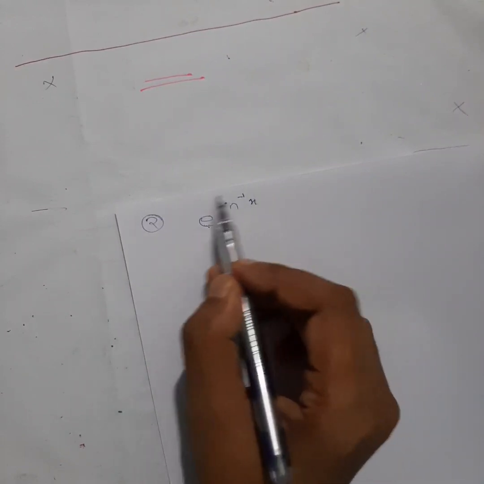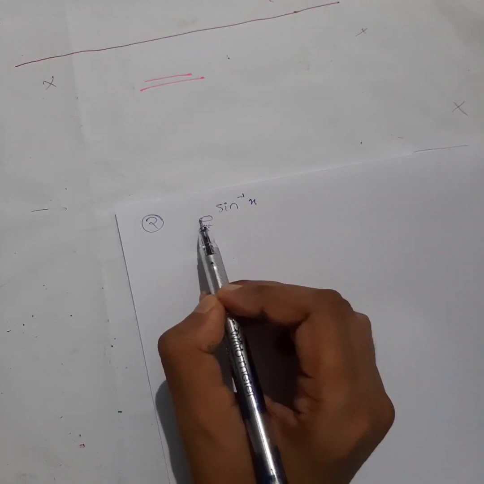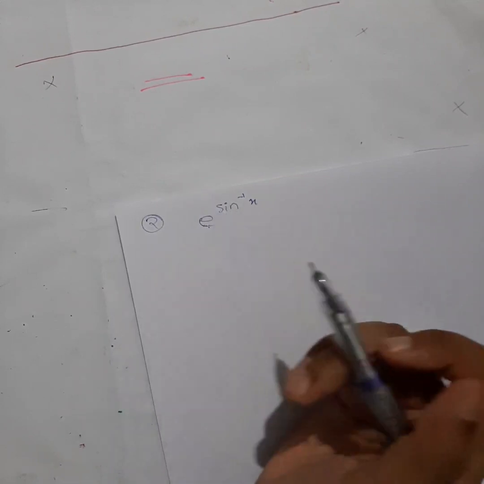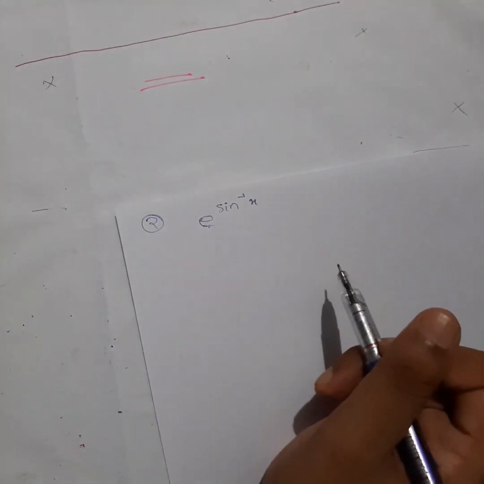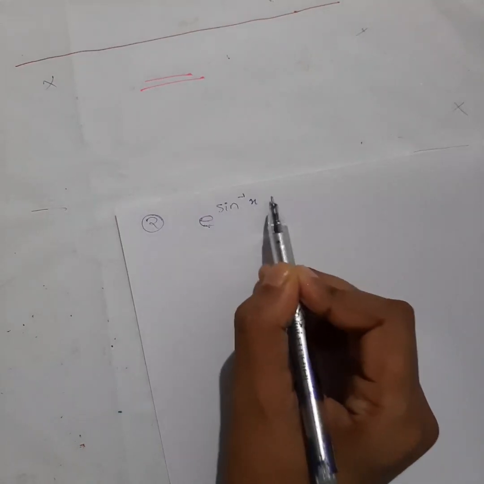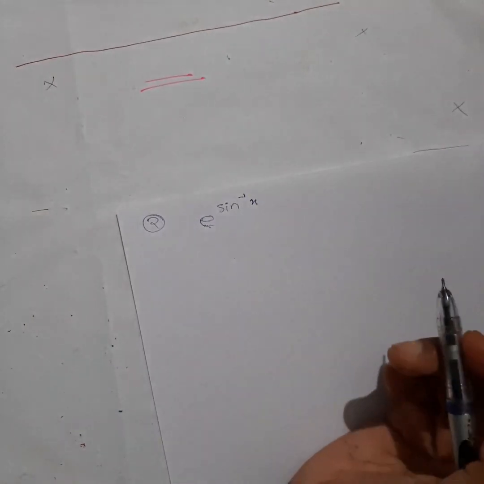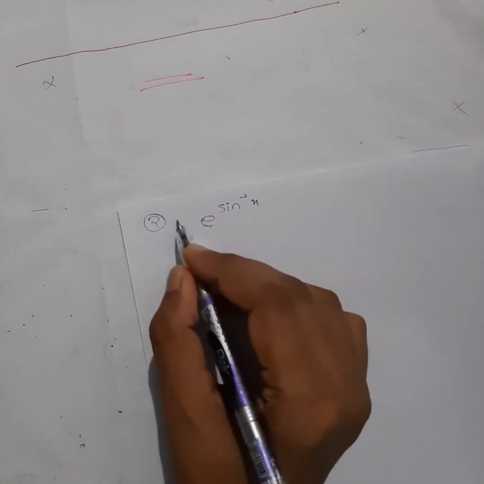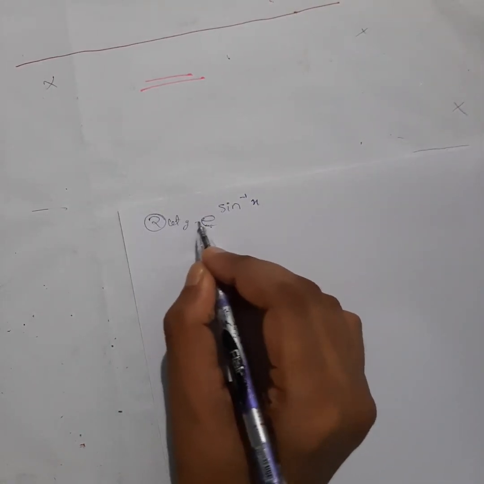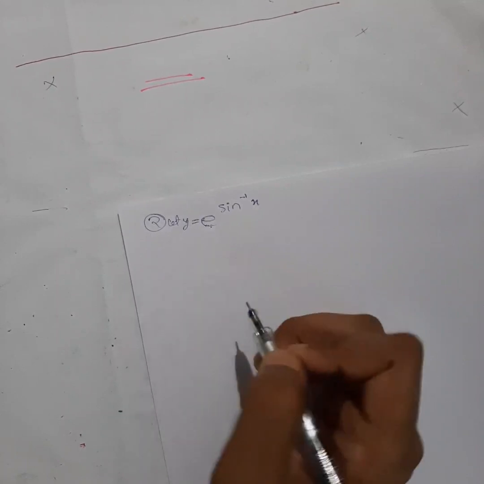Now when we differentiate this one with respect to x, we know that e to the power x is e to the power x only, right? So in place of x you have a different function again. So what you will do, you have to differentiate that one also again, right? So how will we do this? Let y equal to e^(sin inverse x).